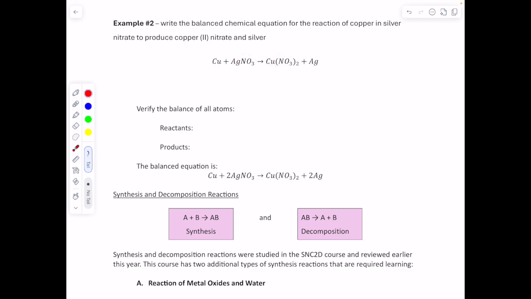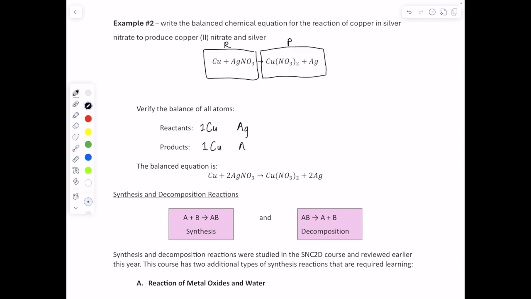Let's start with the coppers. In the reactants, we have 1 copper. In the products, we also have 1 copper. Next, we'll go with silver. In the reactants, we have 1 silver. In the products, we have 1 silver. So far, each of these are balanced.